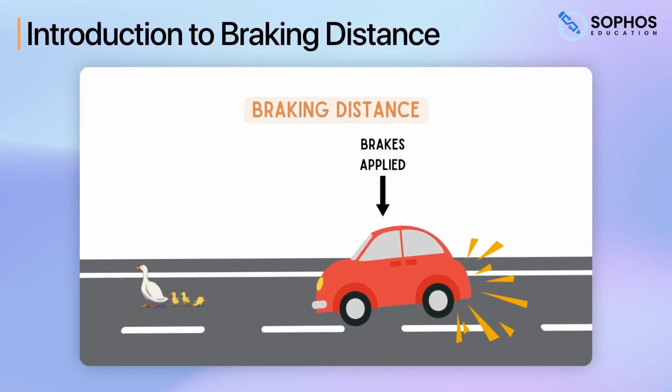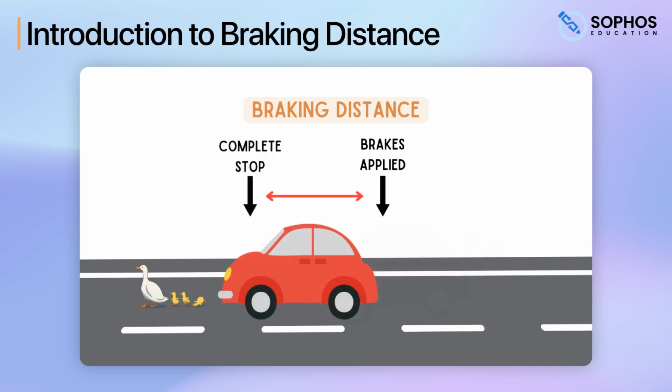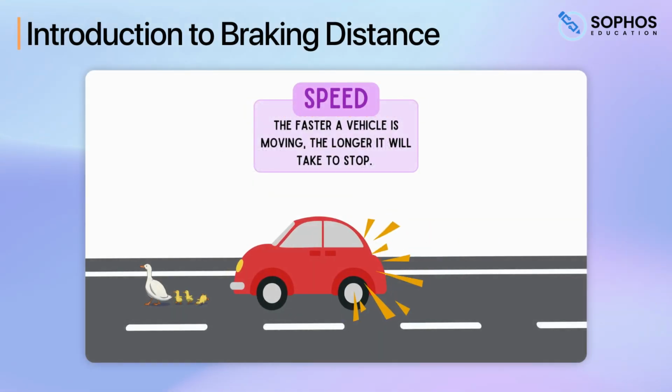Let's start by understanding what we mean by braking distance. Braking distance is the distance a vehicle travels from the moment the brakes are applied until it comes to a complete stop. This distance is crucial for safe driving, as it determines how much space a driver needs to avoid collisions when an unexpected stop is necessary. Let's now look at factors that affect braking distance.